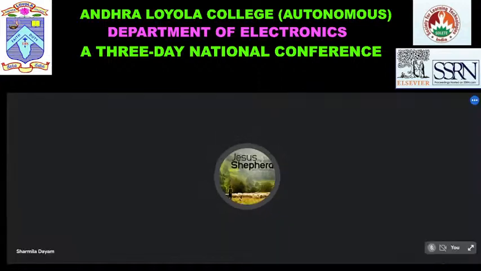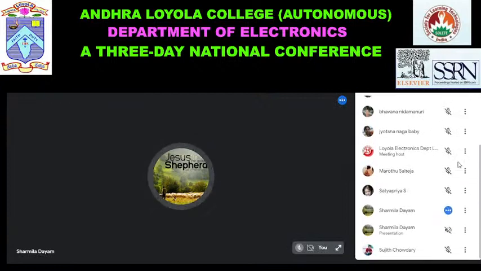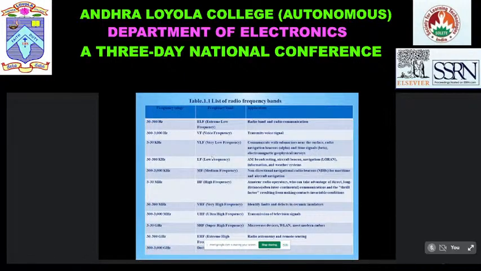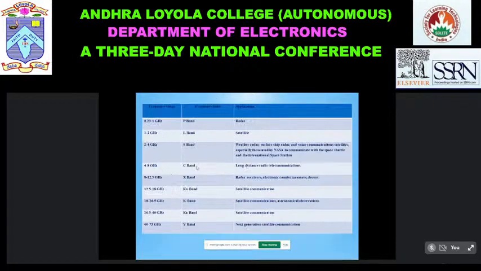Actually, the microwave frequency spectrum ranges between 1 GHz to 100 GHz. This spectrum is again divided into a number of frequency bands by different organizations, like IEEE, which assign different names to these microwave frequency spectra. These bands can be observed in this table. The first column represents the frequency range. The second column represents the frequency band and its corresponding applications. This is a continuation of the first table. Now, the proposed antenna can resonate in all these 6 frequency bands: C band, X band, Ku band, K band, Ka band, and V band. It is mainly used for fixed satellite applications.